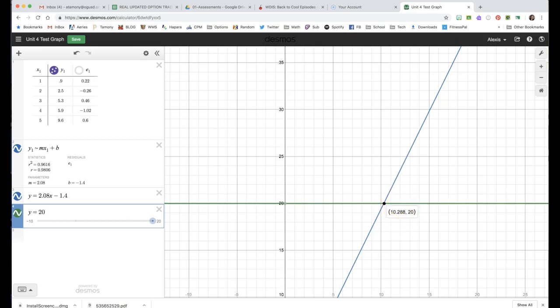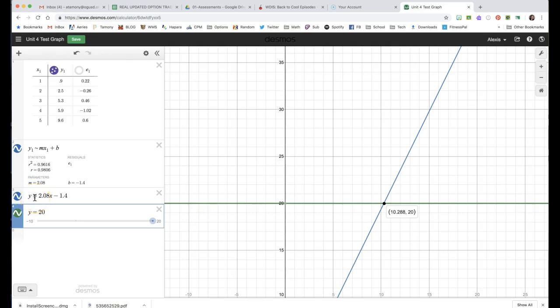The other way we could have solved that is just taken this equation, set it equal to 20, and then solve that equation. Okay, so you can either figure these questions out graphically since you have Desmos, or you could use algebra. Just take this, plug 20 in for y, and solve for x. Okay, so those are the answers of 4.05.